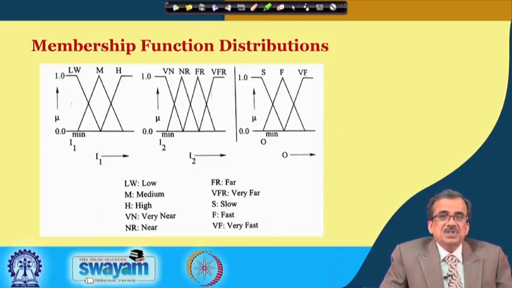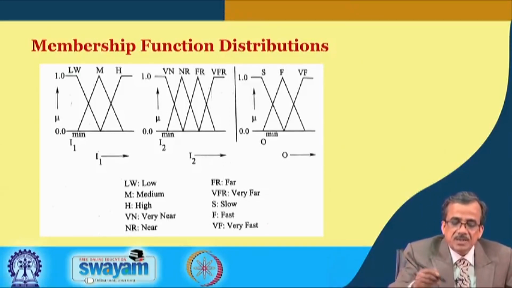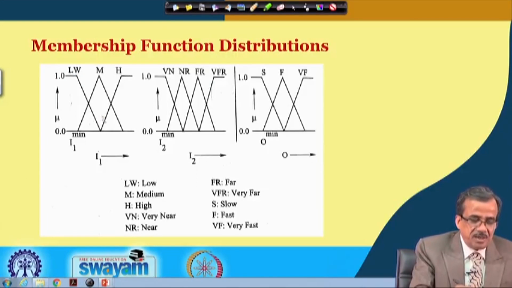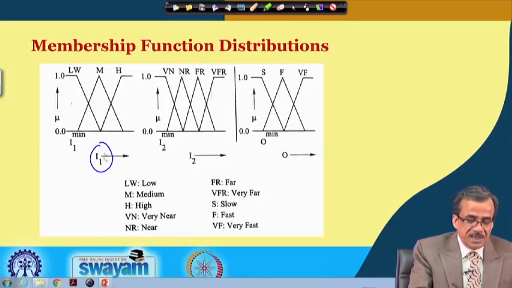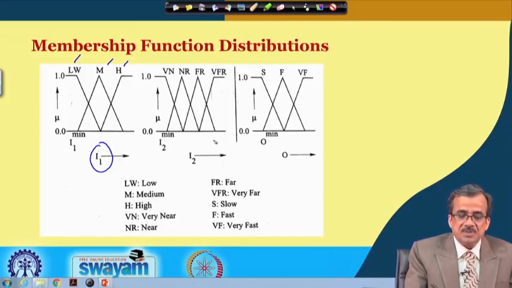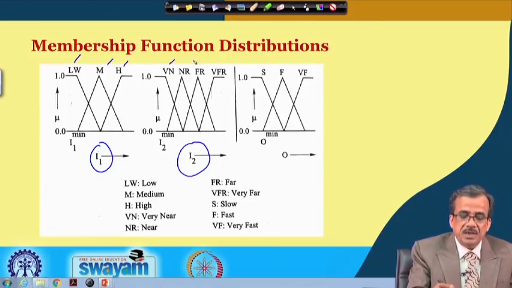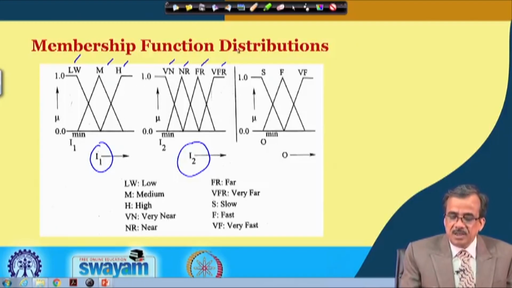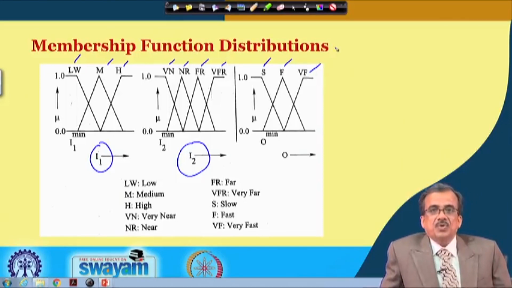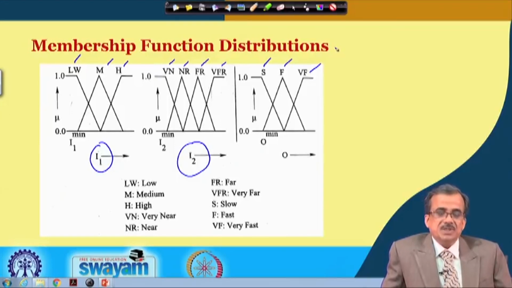Now, here for simplicity we have assumed that both the inputs and the output have the triangular membership function distribution. For example, these are the membership function distributions for I1. The first input is expressed using 3 linguistic terms: low, medium and high. Similarly, 4 other linguistic terms are used to represent I2: very near, near, far and very far. And the output is represented using 3 other linguistic terms. S is slow, F is fast and VF is very fast. So, for these 2 inputs and 1 output, we used the triangular membership function distribution.